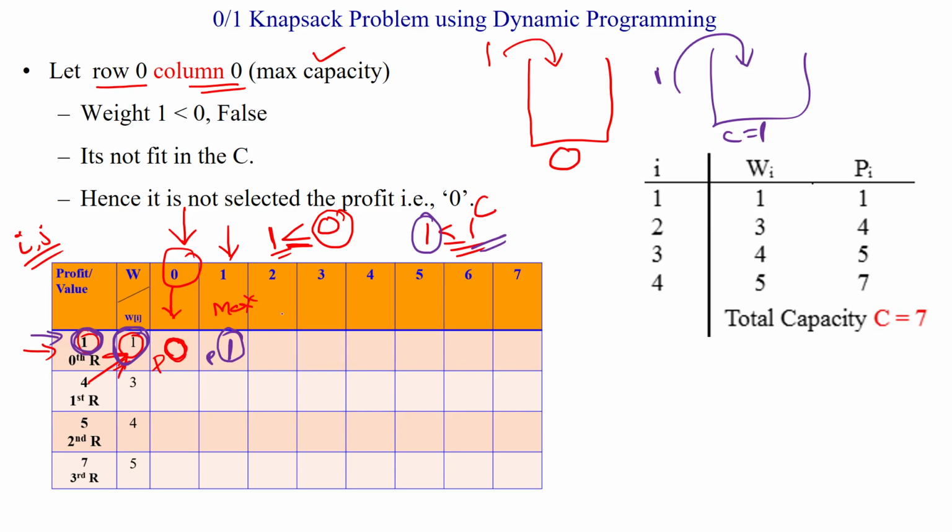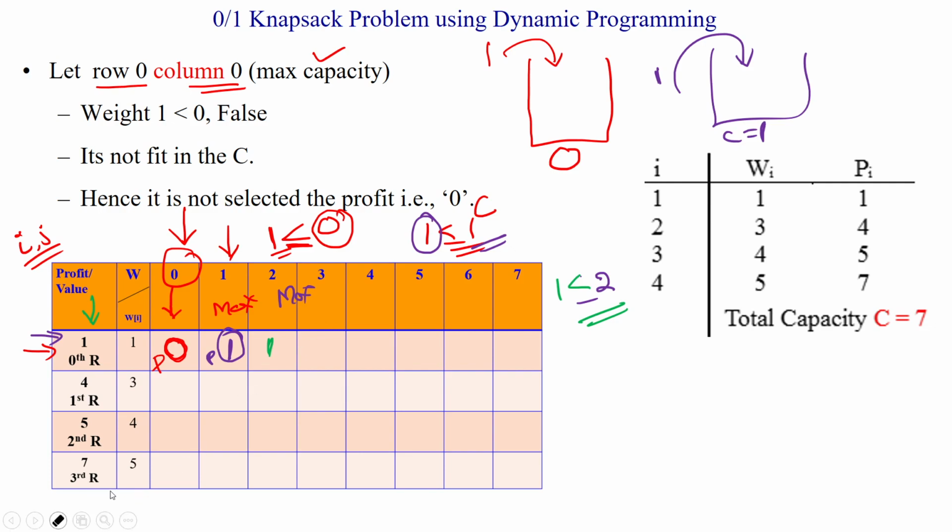Like that, now we are moving to the second column, where the maximum weight is 2. When you are selecting this item, the item's weight is 1, so 1 is less than or equal to 2, so it is true. If it is true, you can select the item. So when you are selecting the item, the profit value is 1. Like that, we are going to apply this to all the cells.